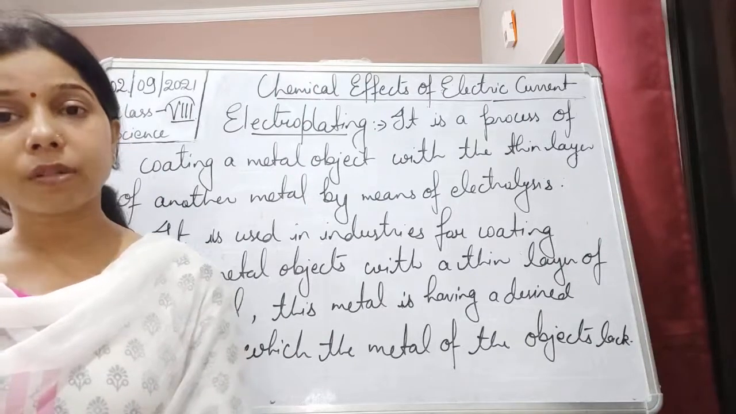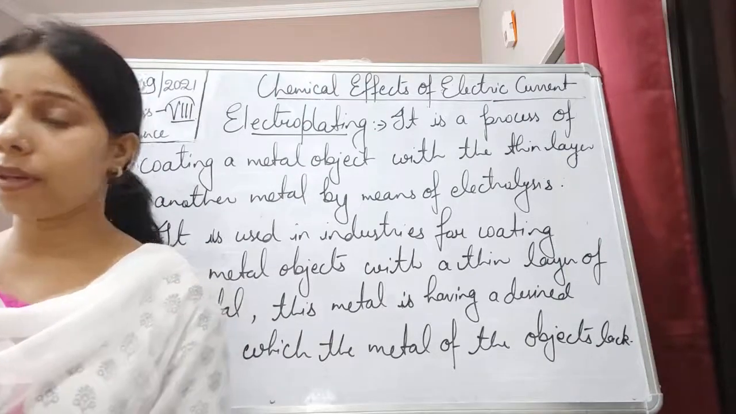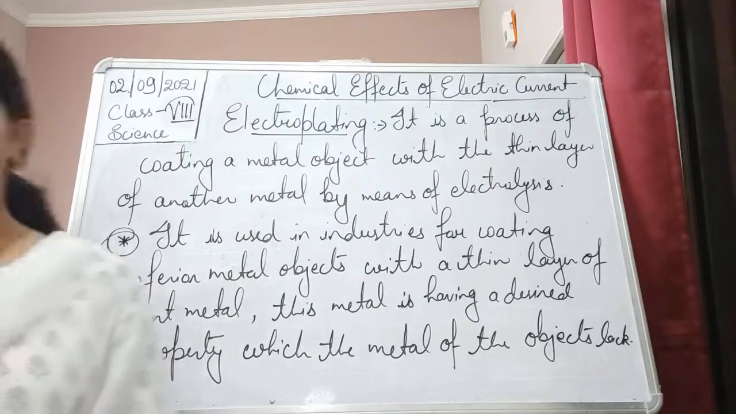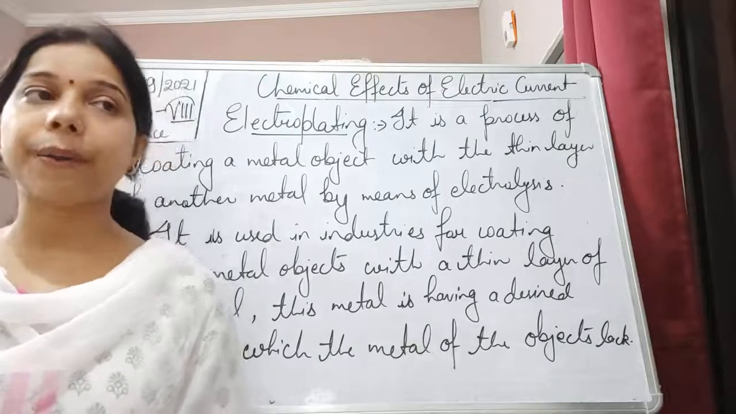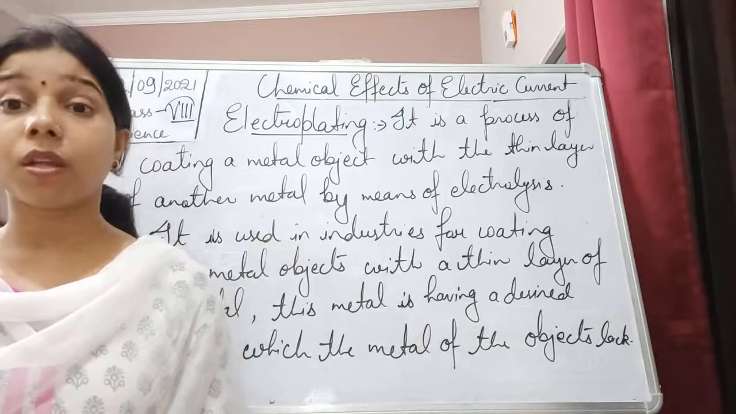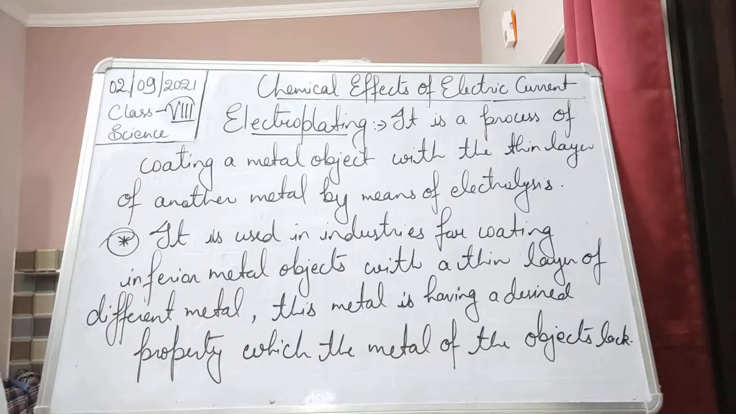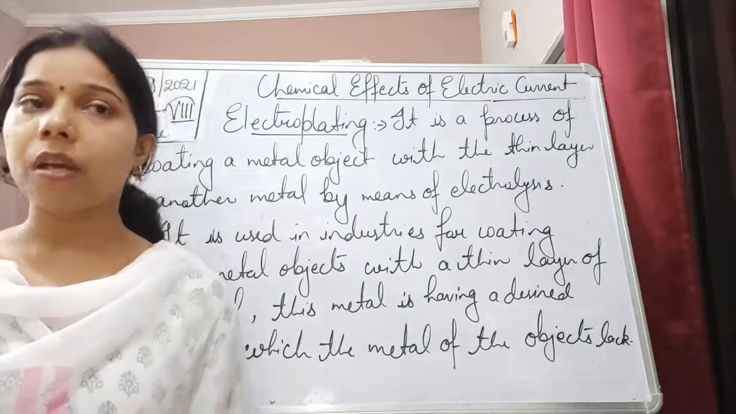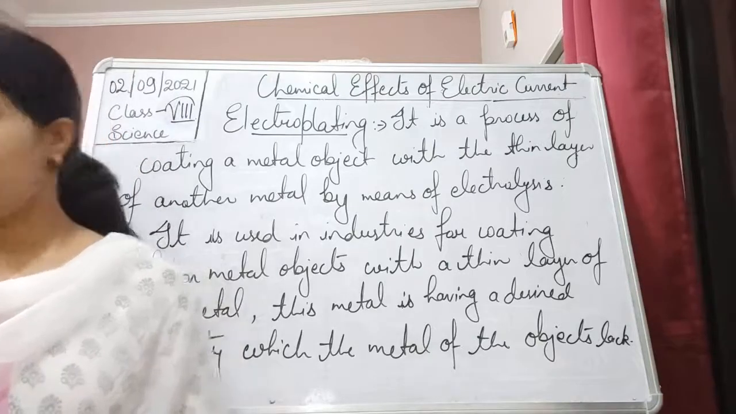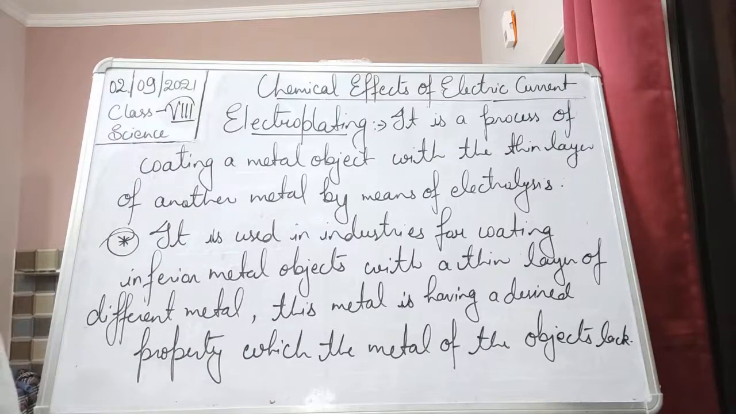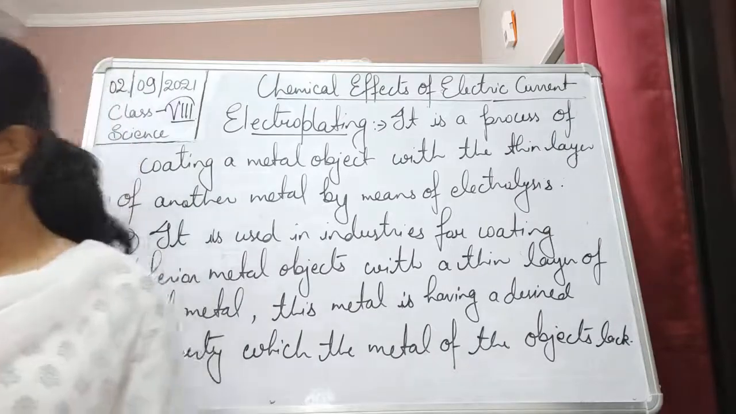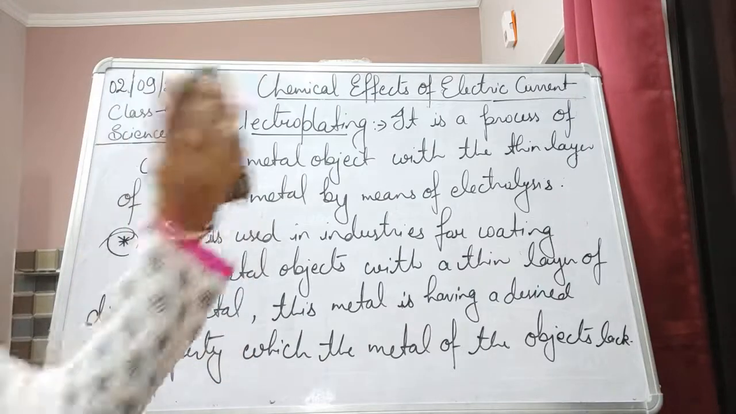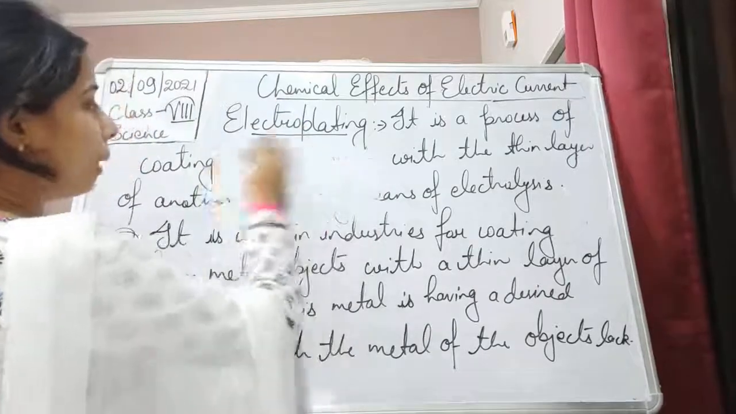So generally the process of electroplating involves covering the surface with another metal, and this metal surface has some desired property which the other metal object lacks. For example, iron articles are covered or electroplated with nichrome, meaning nickel and chromium. Nickel and chromium are used over the iron article to protect it from rusting or corrosion. Now, during the process of electroplating, what are the things that should be kept in mind?